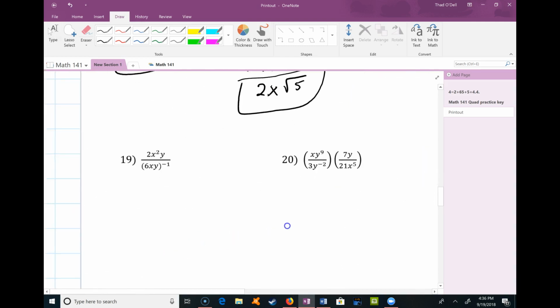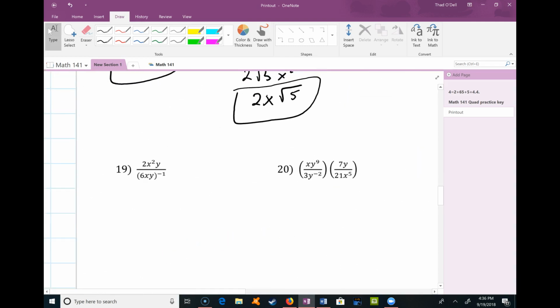Okay, moving on to 19. So here, this whole thing in the bottom appears to be in the wrong place because there's a negative 1 outside. So this really just turns into 2x squared y times 6 times x times y. So I just, once again, have one of those long multiplication problems where there's a string of multiplication. We can do them in any order we want.